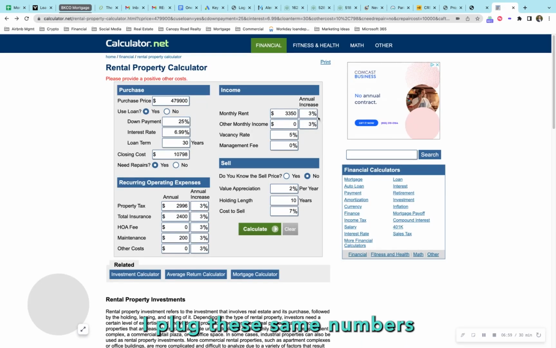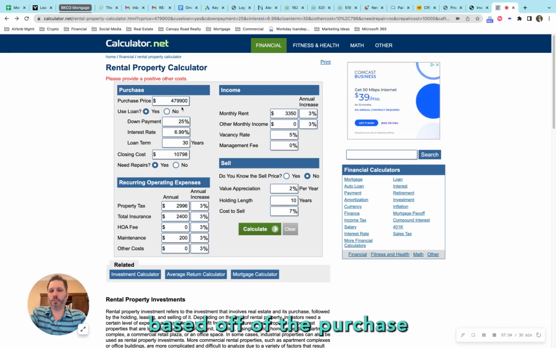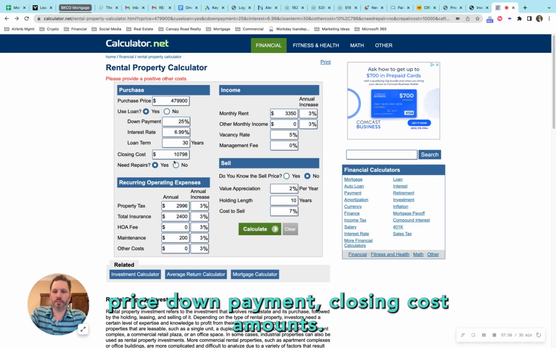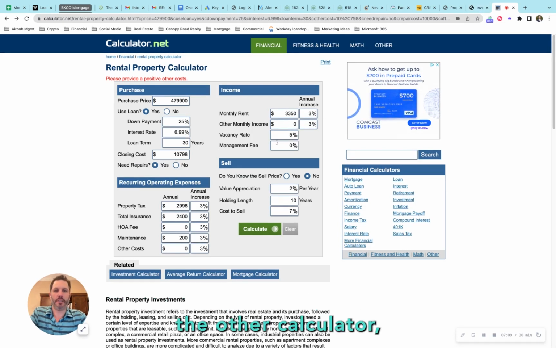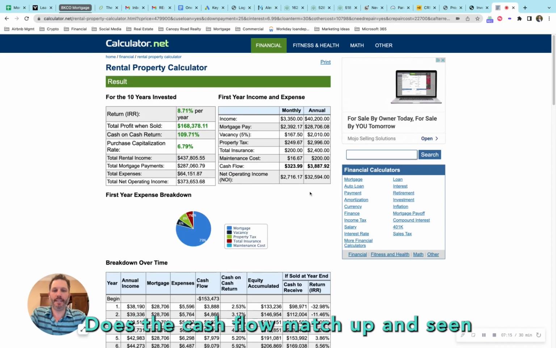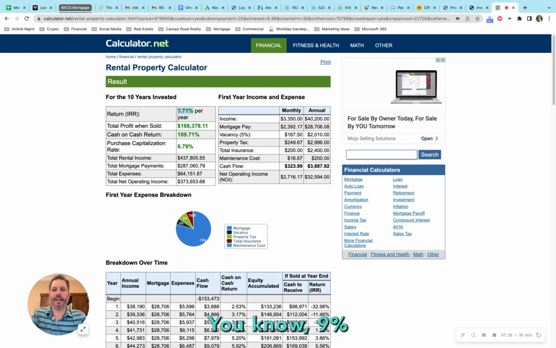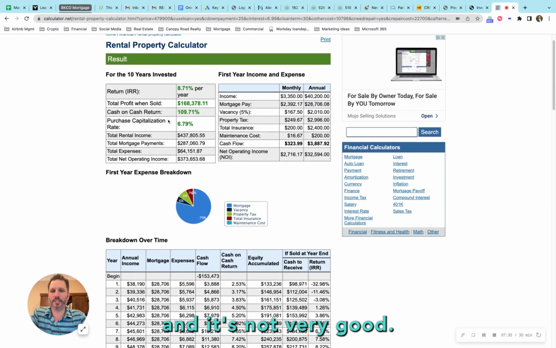I plug these same numbers into another rental property calculator to see, based off of the purchase price, down payment, closing cost amounts, these match the other calculator, but I want to see, does the cap rate match up? Does the cash flow match up? And seeing the initial purchase cap rate being under a 7 cap for putting up that much cash up front, not very good. 9% per year over 10 years invested, and it's not very good. Total profit over 10 years, there's likely going to be better options out there, right?